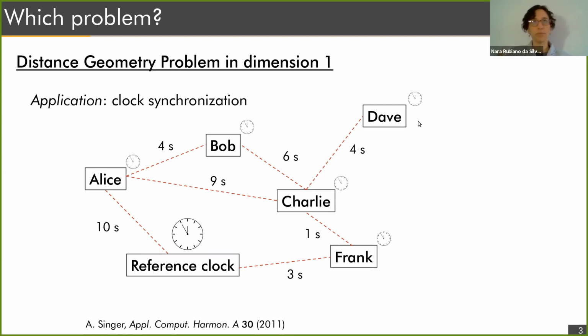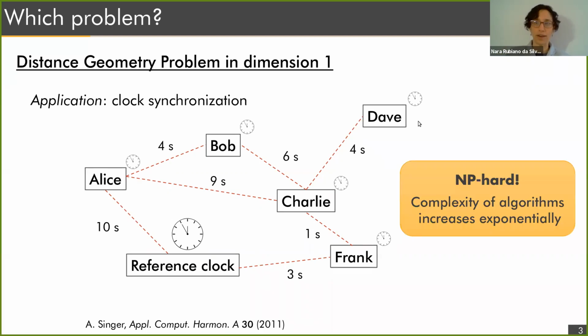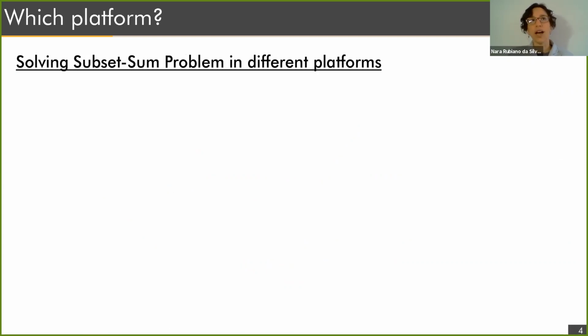Still, a one-dimensional problem seems simple, but it's not. It's an NP-hard problem, and this means that the complexity of the algorithms needed to solve this problem increases exponentially with the size of the problem. So which kinds of platforms are available, instead of traditional computers, to solve NP-hard problems? I'll show you here two examples of solving a different kind of hard problem.